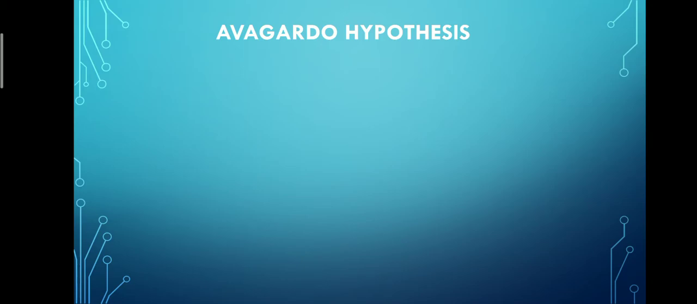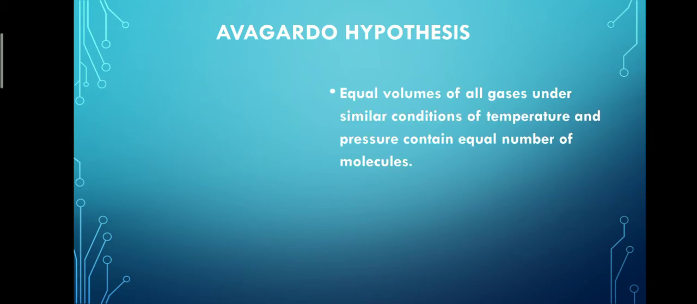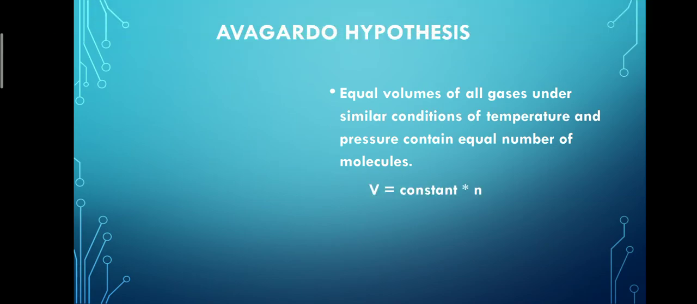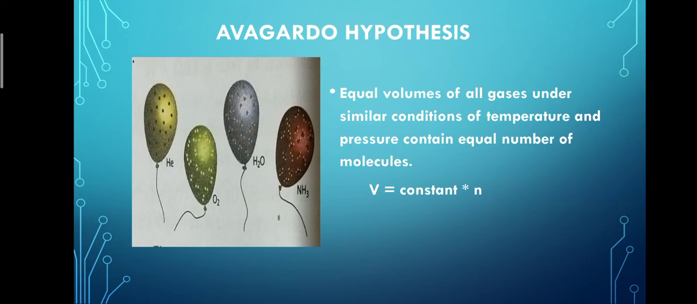Next is Avogadro's hypothesis. It states that equal volumes of all gases under similar conditions of temperature and pressure contain an equal number of molecules. For example, look at this picture. We have four balloons, and inside the four balloons we have different gases, and the volume of each balloon is similar. So the volume of all four balloons is the same, and according to Avogadro's law, if we have 10 helium, as the first balloon is a helium gas balloon.